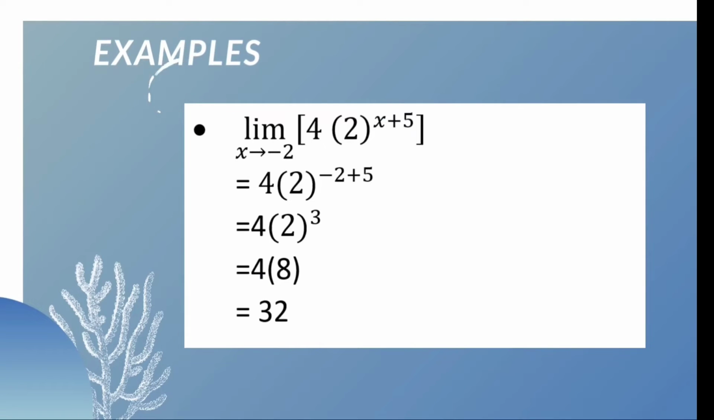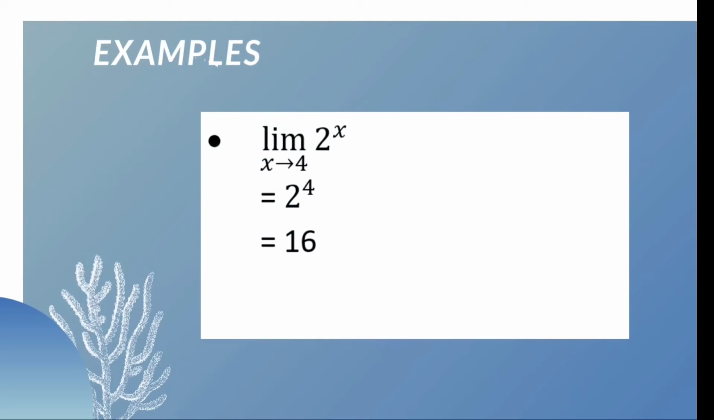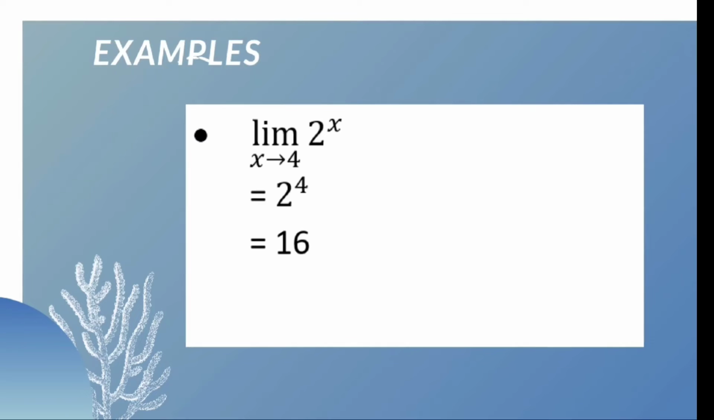For example number 4, let's identify the limit of 4 times 2 raised to x plus 5 as x approaches negative 2. This is an exponential function, so again, perform direct substitution, and that is 4 times 2 raised to negative 2 plus 5. Then simplify, and that will give us 4 times 2 raised to 3. Again, simplify the 2 raised to 3, that will give us 8. Multiply 4 by 8, and the answer is 32.